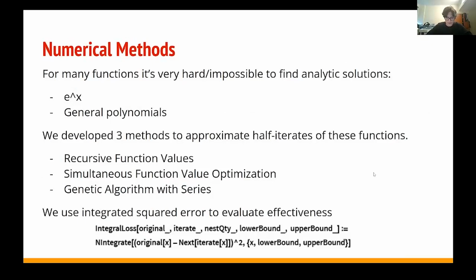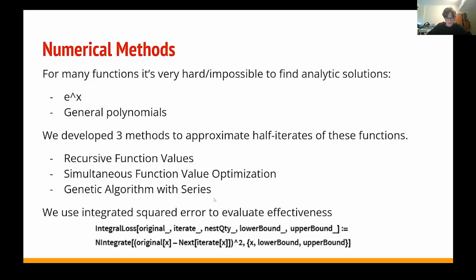so we had to use some numerical methods and estimate these iterates. For example, for e to the x, for general polynomials, for something like sine of x, you can't get the analytic iterate. We developed 3 different methods. Recursive function values, where you plug functions back into themselves and it generalizes, and you find more values of the iterate. Simultaneous function value optimization, where you use a gradient descent-like optimization to find an iterate. And a genetic algorithm, where you mutate series like Taylor series or Fourier series.